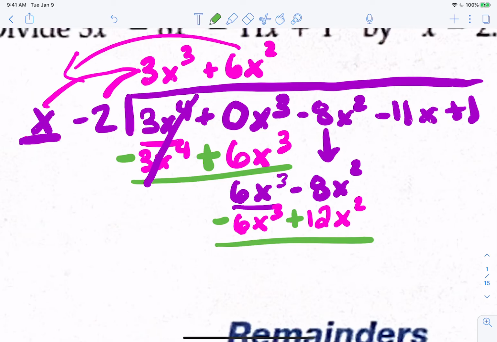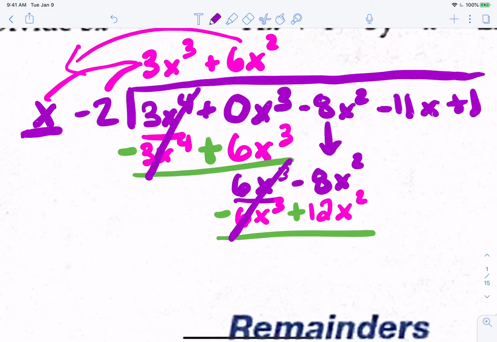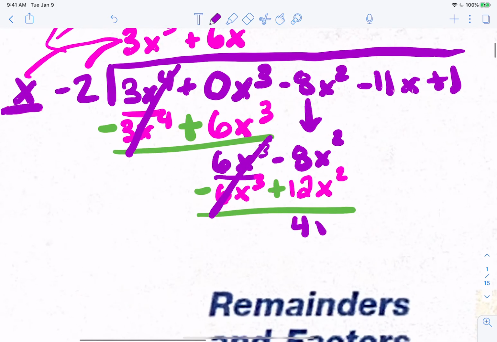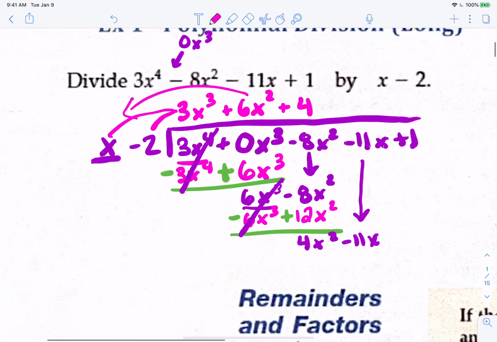Okay? So the x to the 3rd powers are going to cancel out. Negative 8x squared plus 12x squared is 4x squared. And then drop down the negative 11x. Okay? All right? So then I start over again. I repeat the process again. So what do you have to take times x to get 4x squared? 4x, right? We're dividing. We're not subtracting. It's not 3x, it's 4x, right?